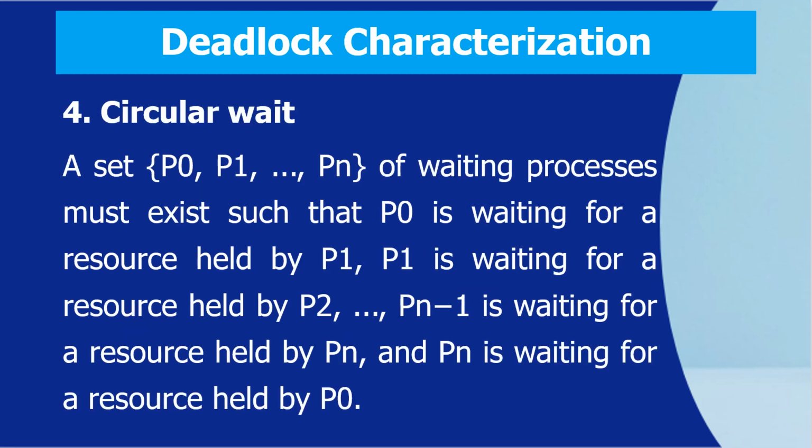The fourth one, the final condition, is circular wait. So the processes will be waiting in a circle. Suppose the set of processes from P0 to Pn is available. Each and every one will be waiting on another process one by one. P0 is waiting for a resource held by P1, and P1 is waiting for a resource held by P2, and so on up to Pn minus 1, which is waiting for a resource held by Pn, and Pn is waiting for a resource held by P0. So in this format, they will be waiting circularly.